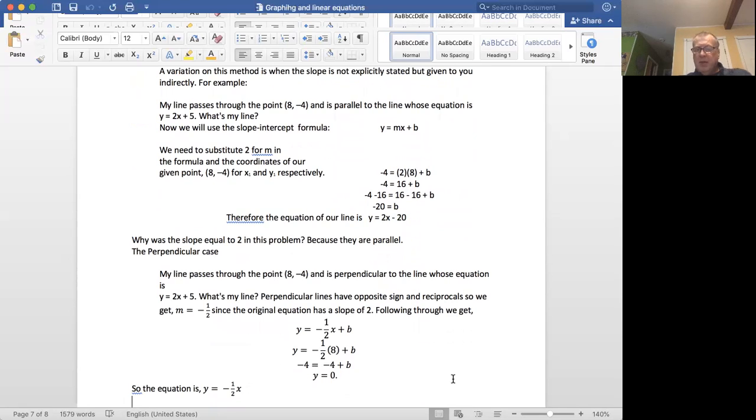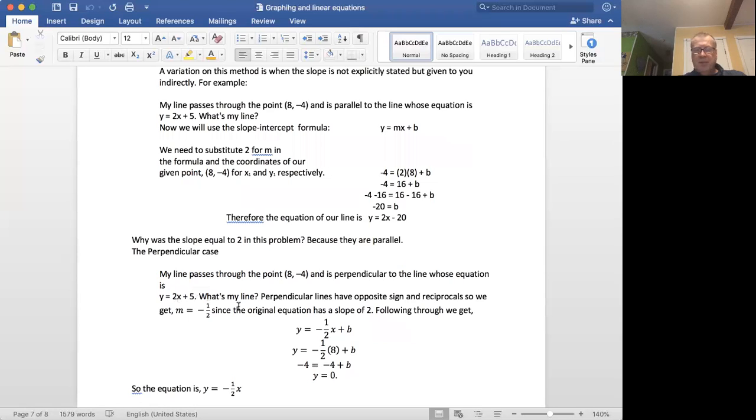So my line goes through the point (8, -4) and is perpendicular to the line whose equation is y equals 2x plus 5. So remember, a perpendicular line has the opposite sign. Since the 2 is positive here, we're going to have a slope that's negative because it's perpendicular. And it's going to be the reciprocal of 2, which would be 1 over 2. And so my equation so far looks like y equals minus 1/2 x plus b.